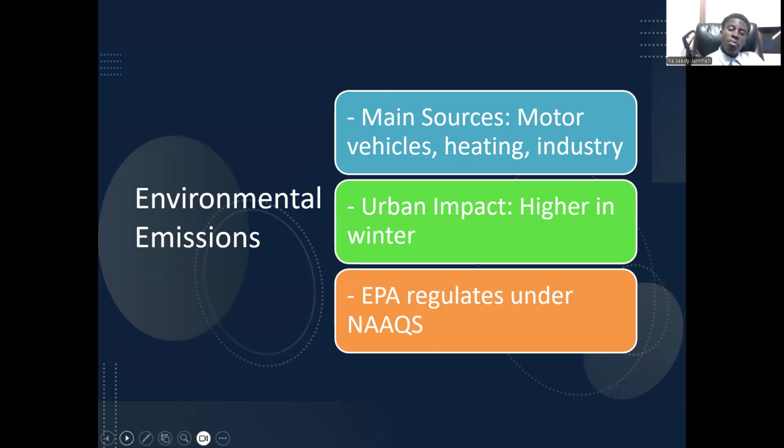We have the urban impact, which is higher in the winter. In the urban areas, we have a lot of population and a lot of people moving. As a result, it becomes a big problem.